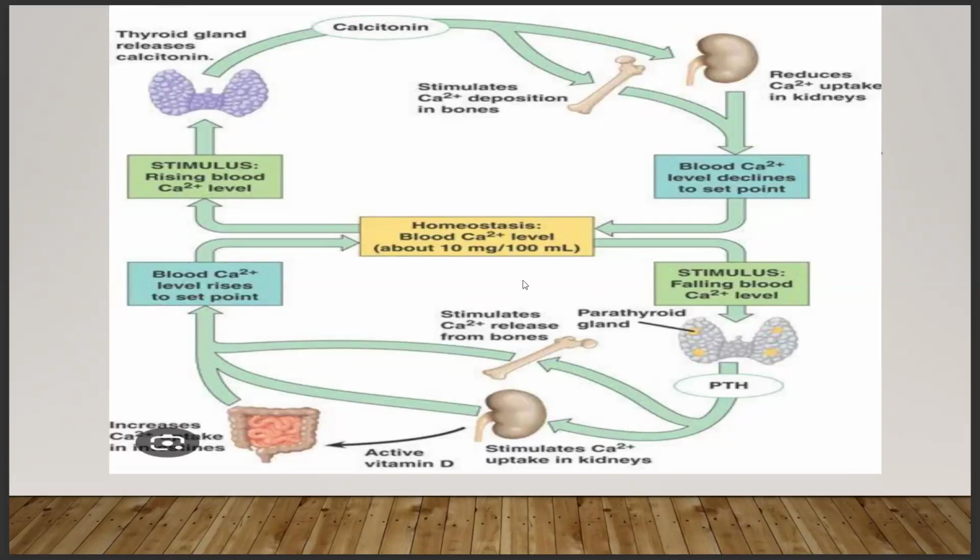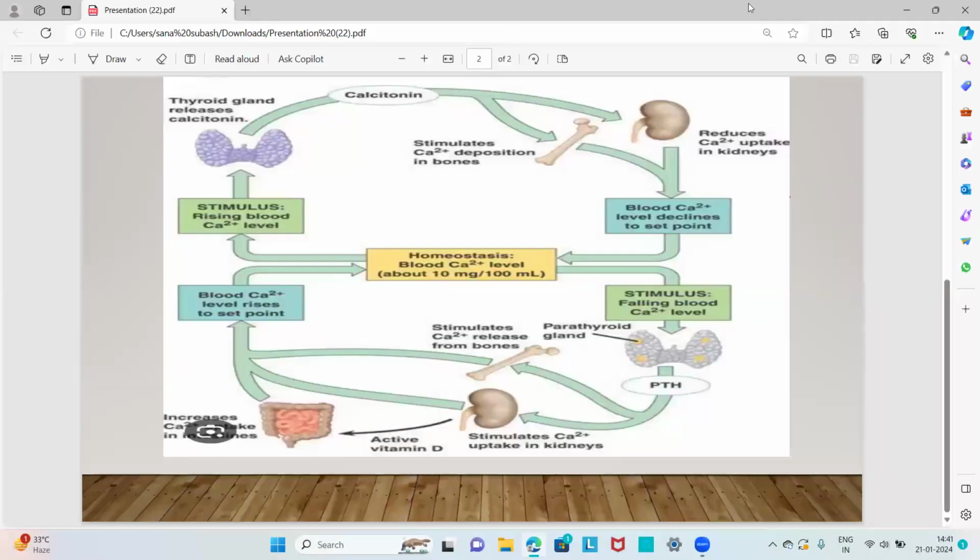And here, the stimulus is a fall in the blood calcium level. The main hormone involved is the parathyroid hormone, to increase the blood calcium level. To decrease the calcium level, calcitonin is the main hormone. So that's all about calcium metabolism.